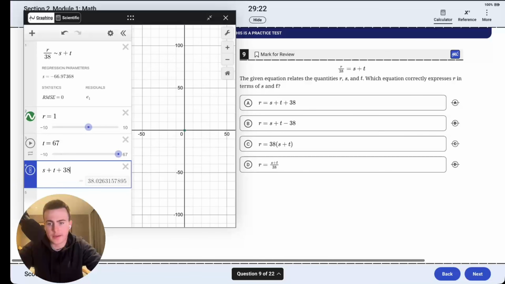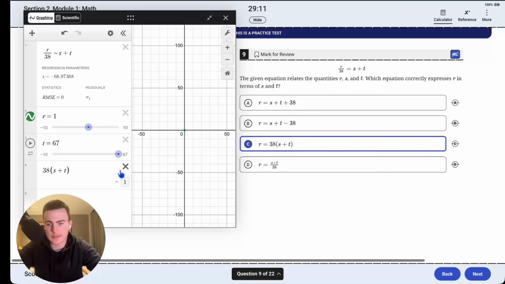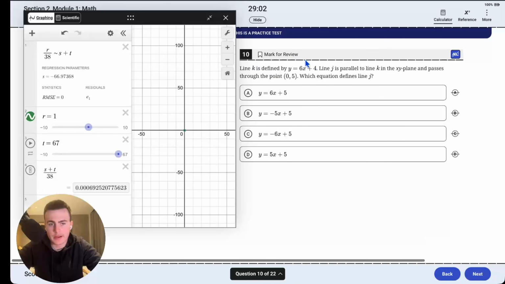S plus T plus 38. No. S plus T minus 38. No. 38. S plus T. That is correct. It's going to be C. Let me double check though. S plus T over 38. And no, it's going to be C. Perfect. Line K is defined by that equation.